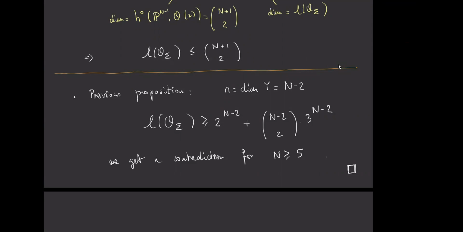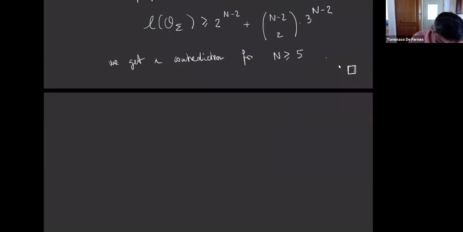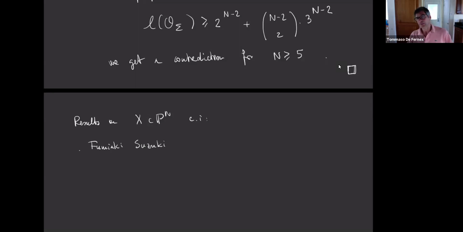So who did this? Yes, let me write it here. I think that the main paper to look at is this one by Fumiaki Suzuki. Here I find this clever way of extending. Again, you want to assume that X is a Fano of index 1. This is always there. There's a condition. It's very hard to get away with.